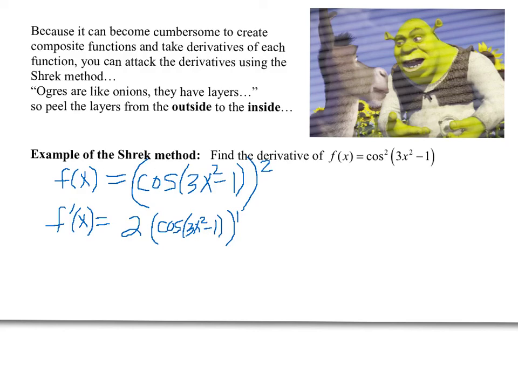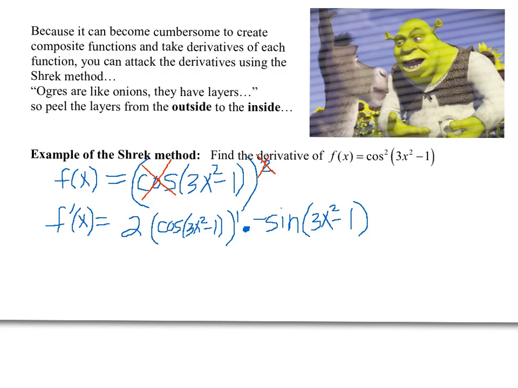Now, go back to the original function. That piece is done now. So now what's your next layer? The next layer is the cosine. Cosine is being taken of something. So the derivative of cosine, and we're going to multiply all these pieces together, by the way. So the second layer is cosine. The derivative of cosine of something is the opposite sine of that thing. Well, what were we taking the cosine of originally? We were taking the cosine of 3x squared minus 1. So the derivative of that would be the opposite sine of 3x squared minus 1. Go back to the original. We're now done with this layer.